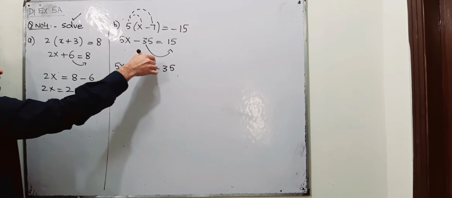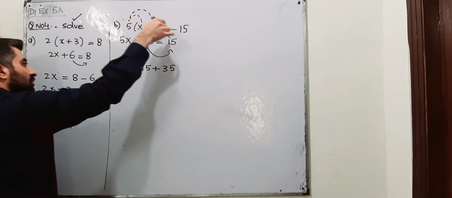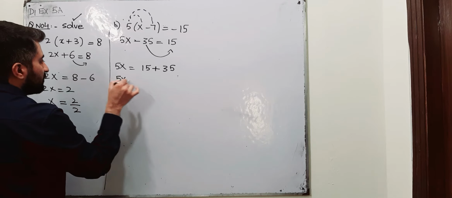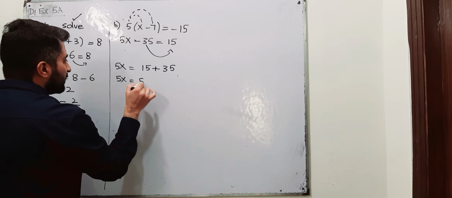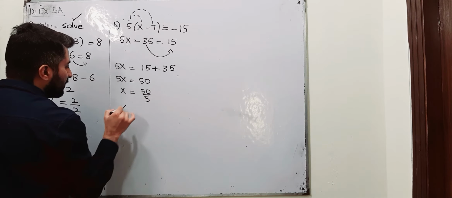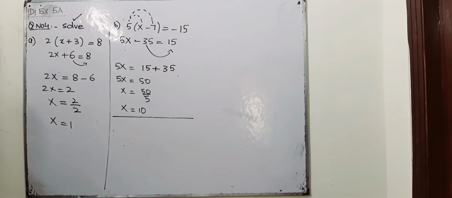Why plus 35? Here it was minus 35. You have shifted this to the right side of the equation and then you have to change the sign. So 5x will be equal to 35 minus 15, which is 20. X is equal to 20 over 5. X is equal to 4. That is the answer for part number B.